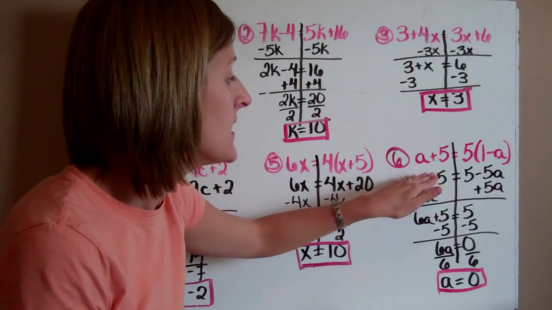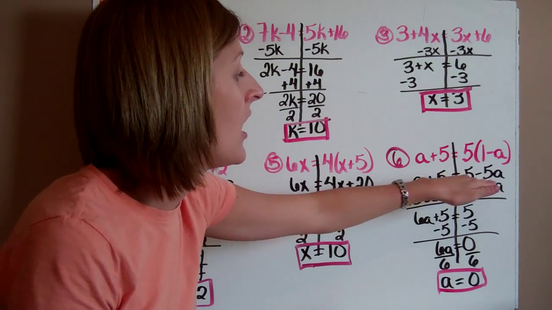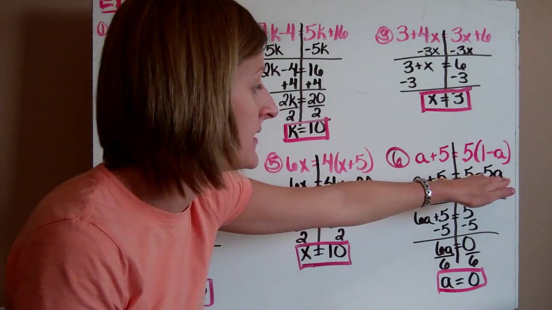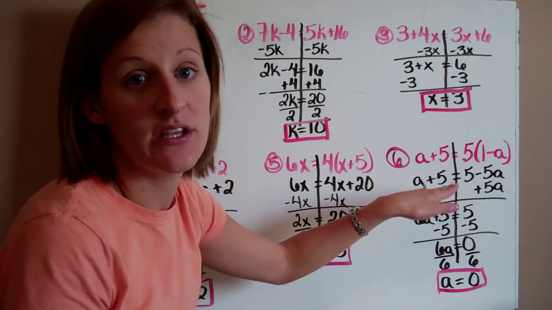Alright, this side, I have all my like terms combined on the left-hand side, as well as the right-hand side, so I don't need to do that. Now, I do have a variable on both sides, so I need to move one.